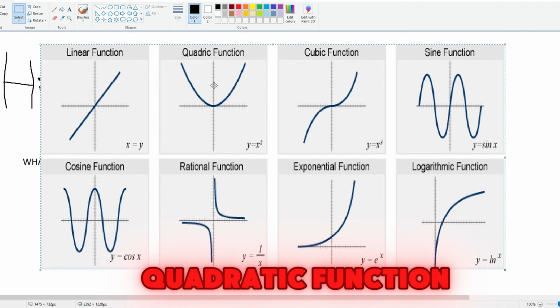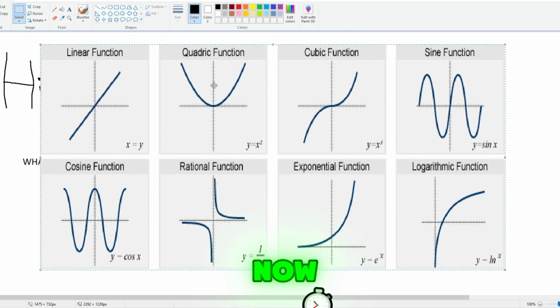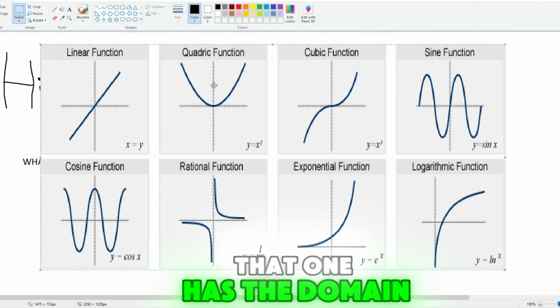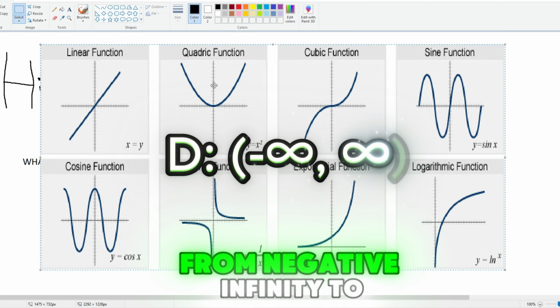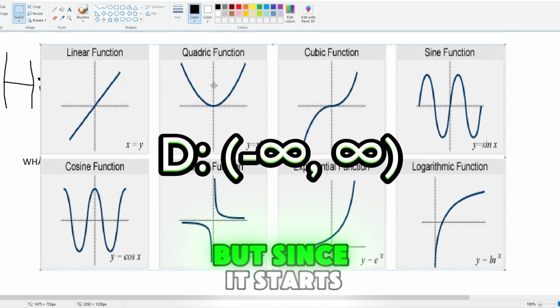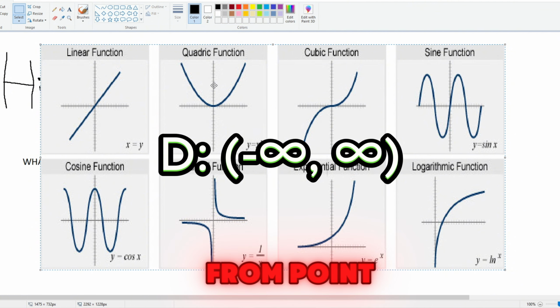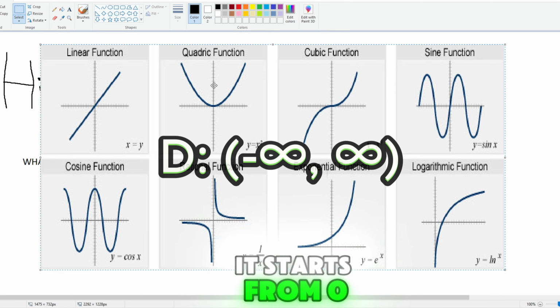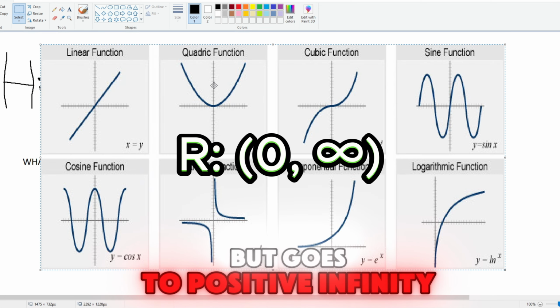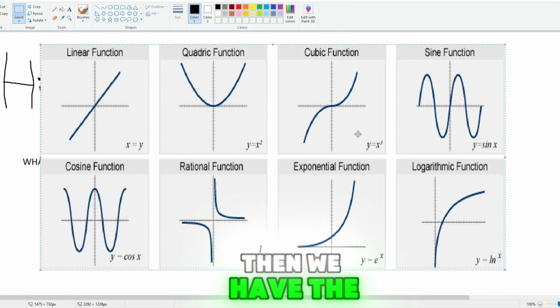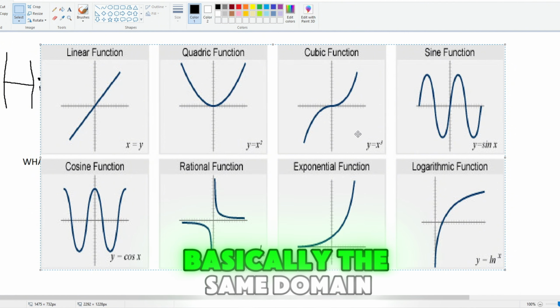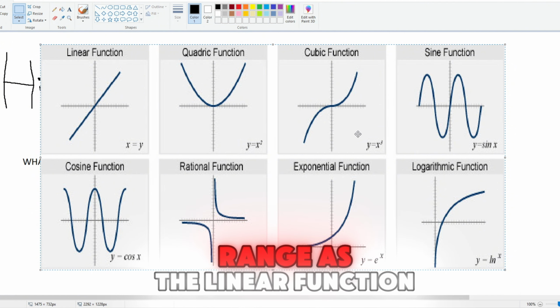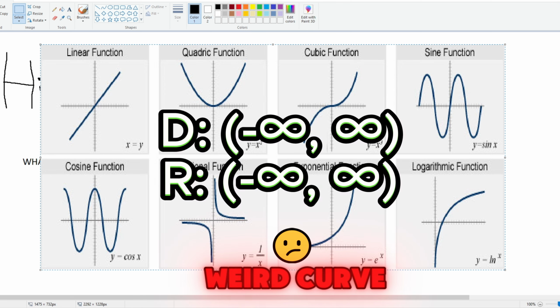Then we have the quadratic function. That one has the domain from negative infinity to positive infinity, but since it starts from a point and then goes up, the range starts from 0 but goes to positive infinity. Then we have the cubic function, basically the same domain and range as the linear function. It just has a weird curve.